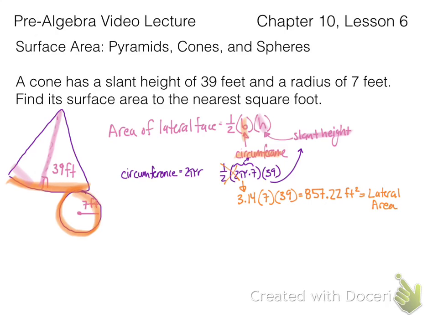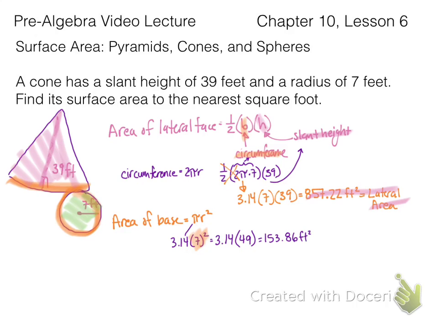All right, but now we also need to find the area of the base. We found the area of this triangle right here and got that. But now we need to find the area of the base, which is the circle right here. Well, how do you find the area of a circle? Well, that's pi r squared. So we're going to use 3.14 for pi. The r is radius squared, so that would be 7 times 7, which is 49. So 3.14 times 49 is 153.86 feet squared.